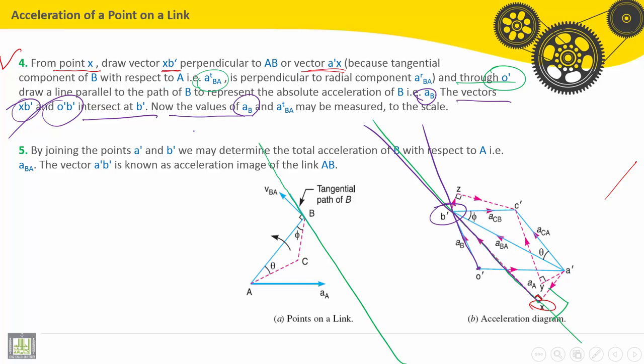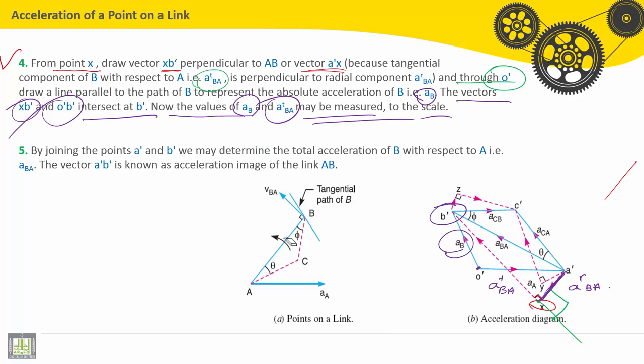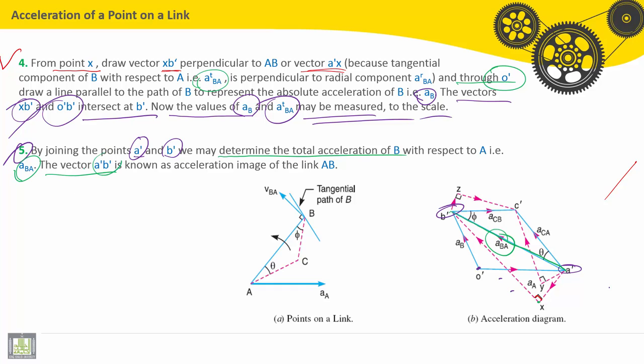Now, the values of AB and ATBA may be measured to the scale. Here we have AB, and here we have ATBA, and here it is A dash X, it is ARBA. Step number 5, by joining the points A dash and B dash, we can find ABA. We may determine the total acceleration ABA. The vector A dash B dash is known as acceleration image of the link AB.